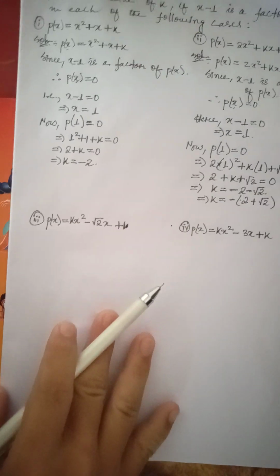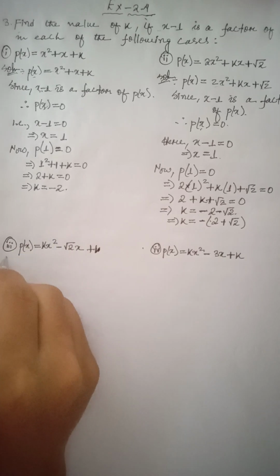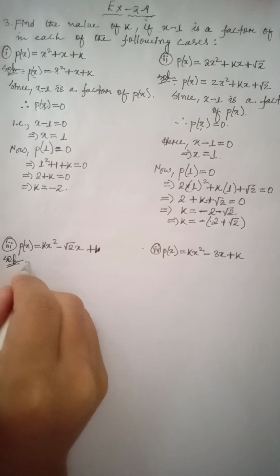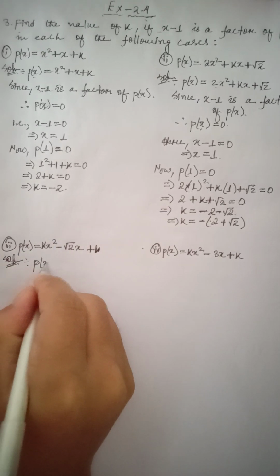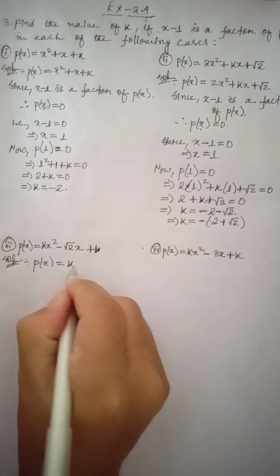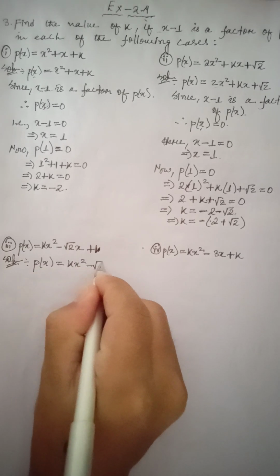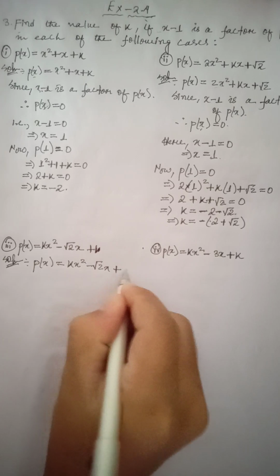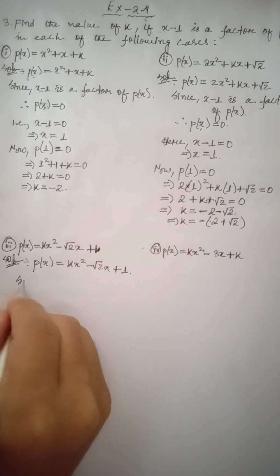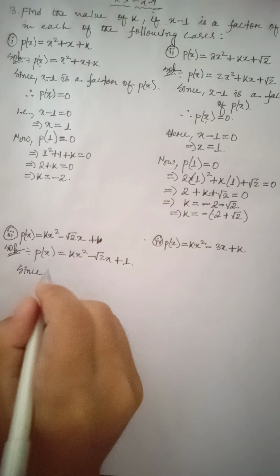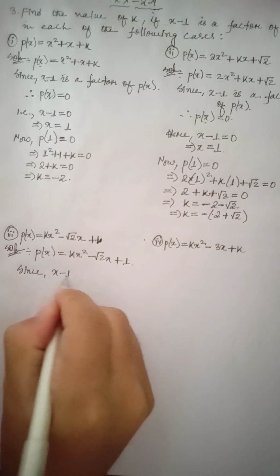Alright, then let us move to this Roman number 3. Here we are given p of x is equal to kx squared minus root 2x plus 1. Same as the problem that we did just before we solved this. Even here the process will be same.